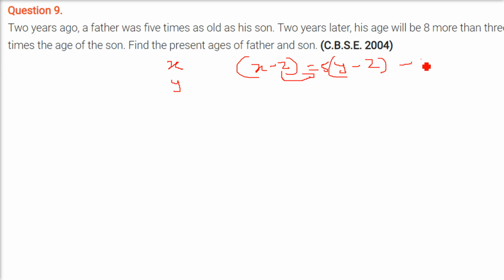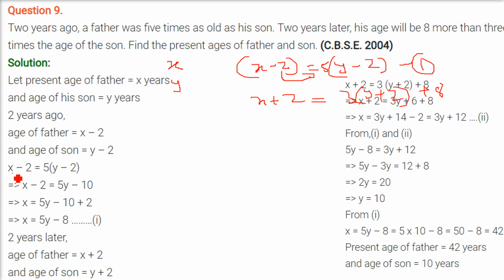This is our first equation. 2 years later, that is x plus 2 and y plus 2, because 2 years will be added to both their ages. So 2 years later, his age will be 8 more than 3 times the age of son. Now we equate this. This is our first equation: x minus 2 equal to 5 times y minus 2, that is x equal to 5y minus 8. And second equation is this, x plus 2 will be equal to 3 times y plus 2, plus 8. So the equation is x equal to 3y plus 12.